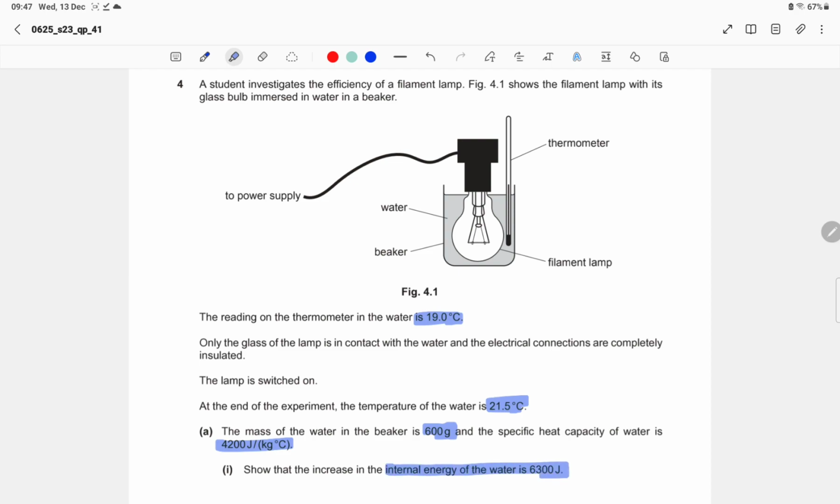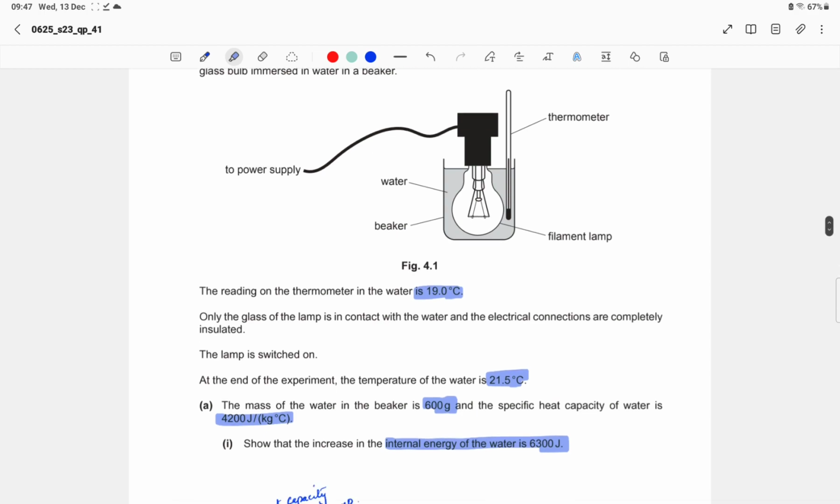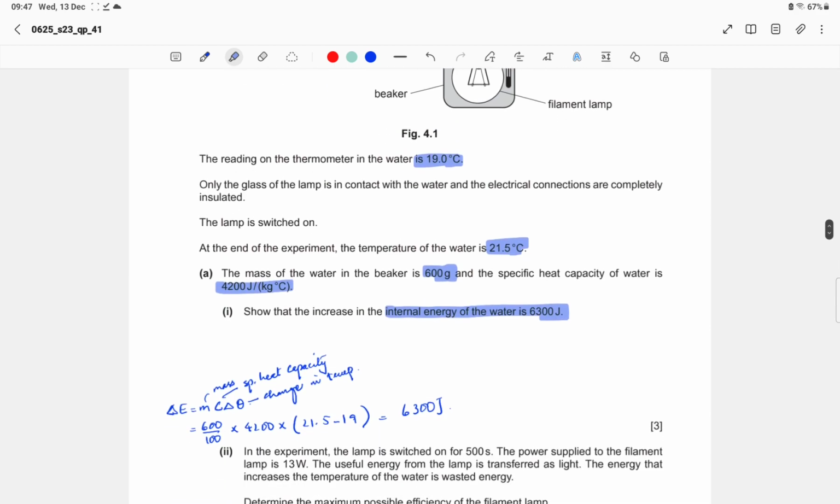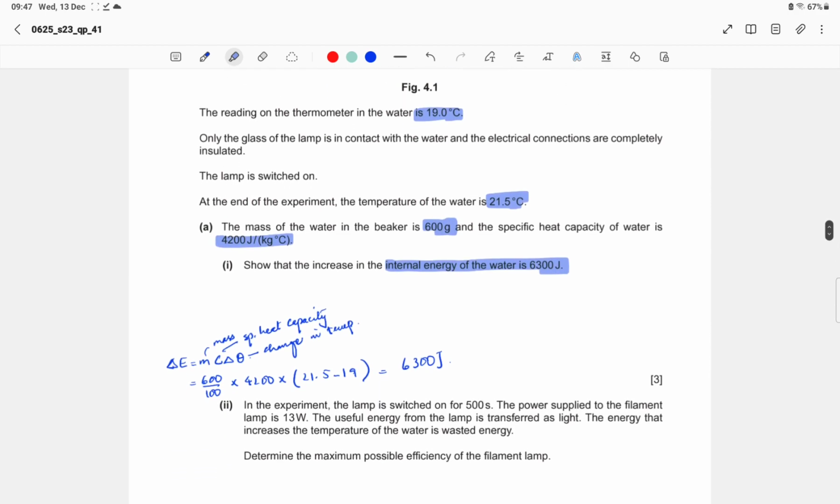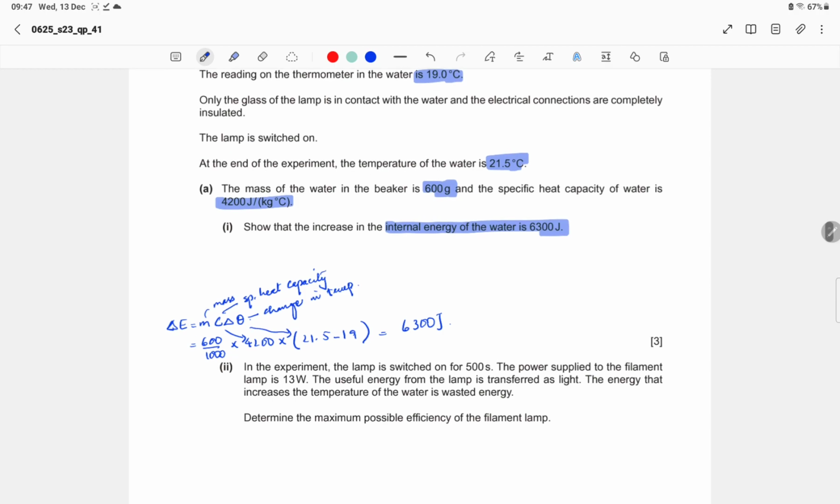So applying the specific heat capacity formula, this is going to be this one. So mass is 600 divided by 1000, because you need to convert that into kilograms, and then you have to put the values of specific heat capacity and the change in temperature, and then you will get the required answer.